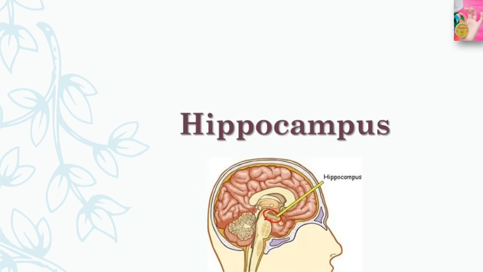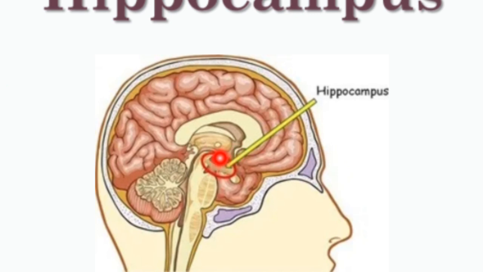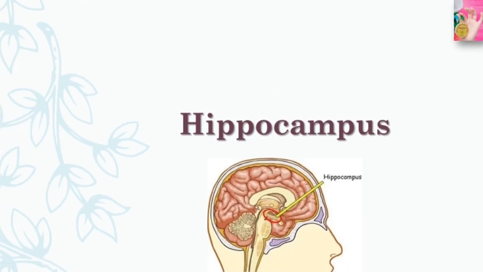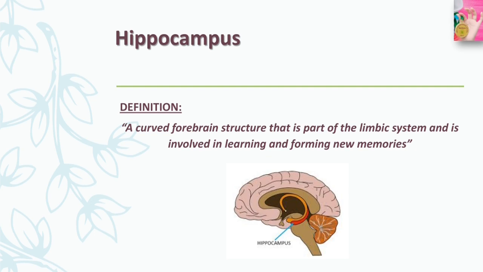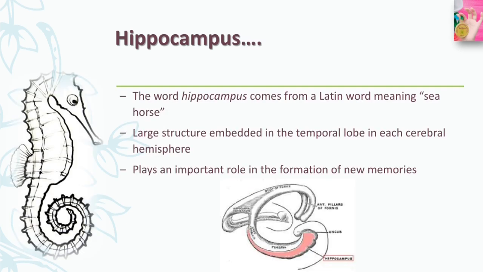Now let's talk about the hippocampus. This part of the brain is known as the hippocampus. The definition of hippocampus includes a curved forebrain structure that is part of the limbic system and is involved in learning and forming new memories.